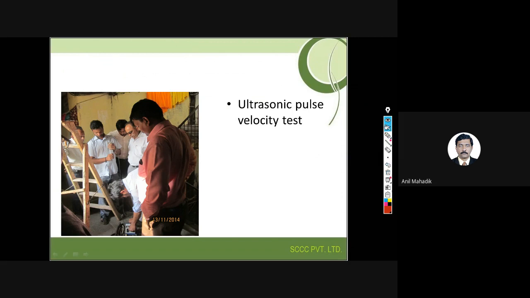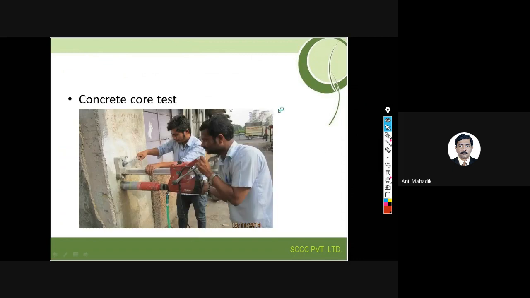And then the third test is nothing but the core test. Here what we are doing, we are taking the actual core. Generally the core size is, we can say, 75 mm diameter, which is about 3 inches, and 125 mm length, a cylindrical core. We extract this piece and test it in the lab, and we get the grade of the concrete.